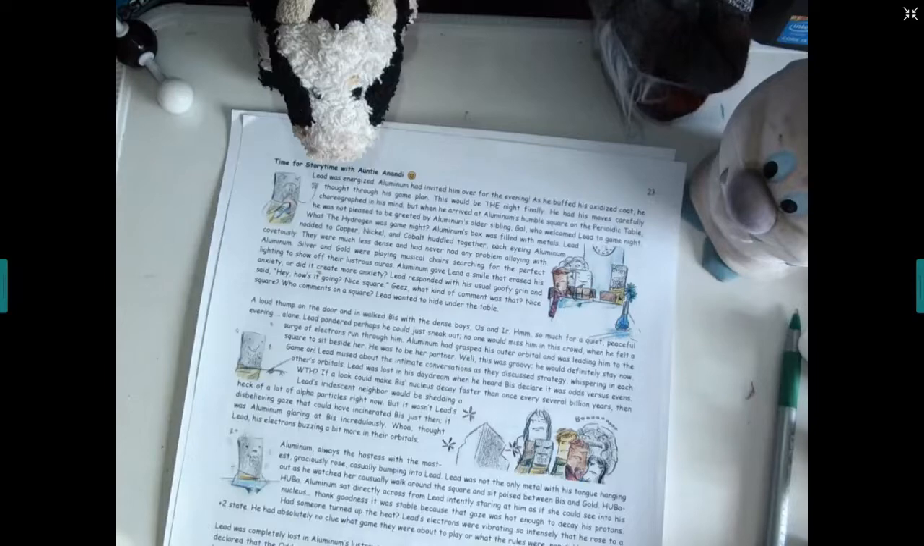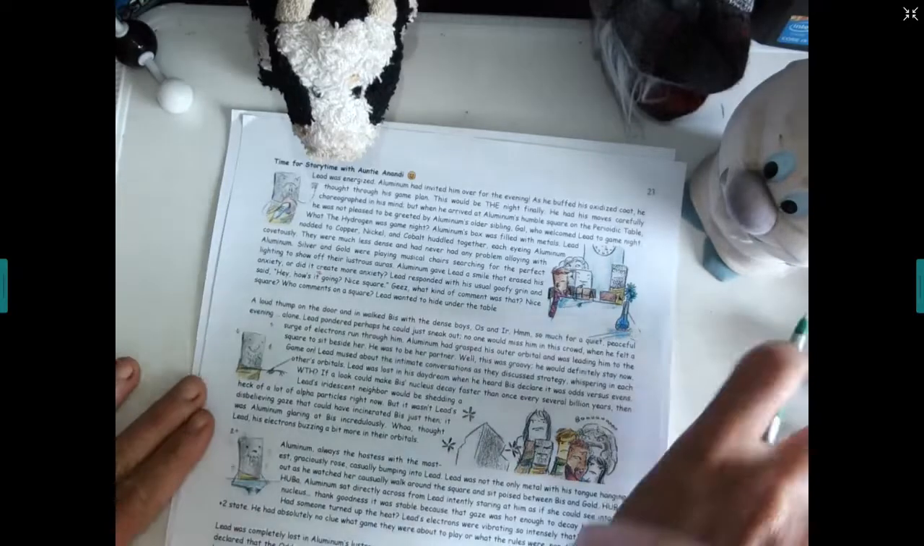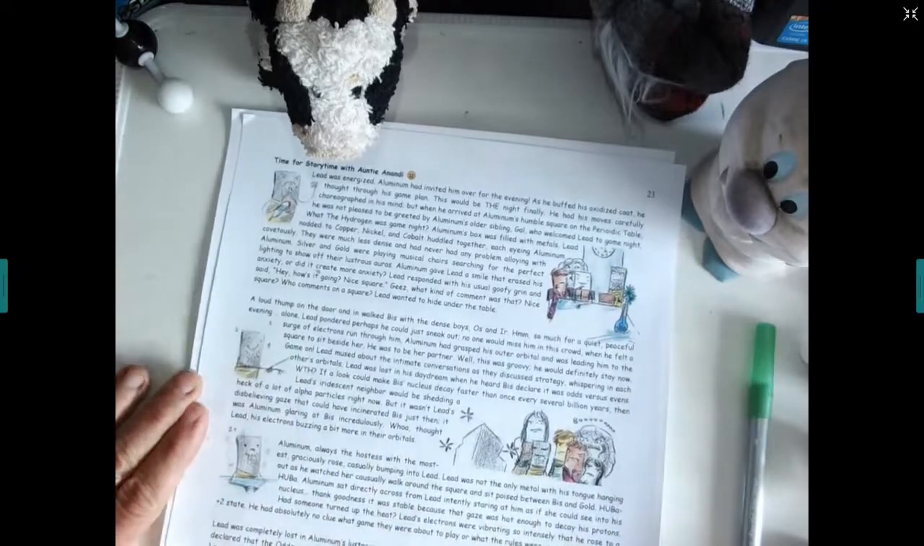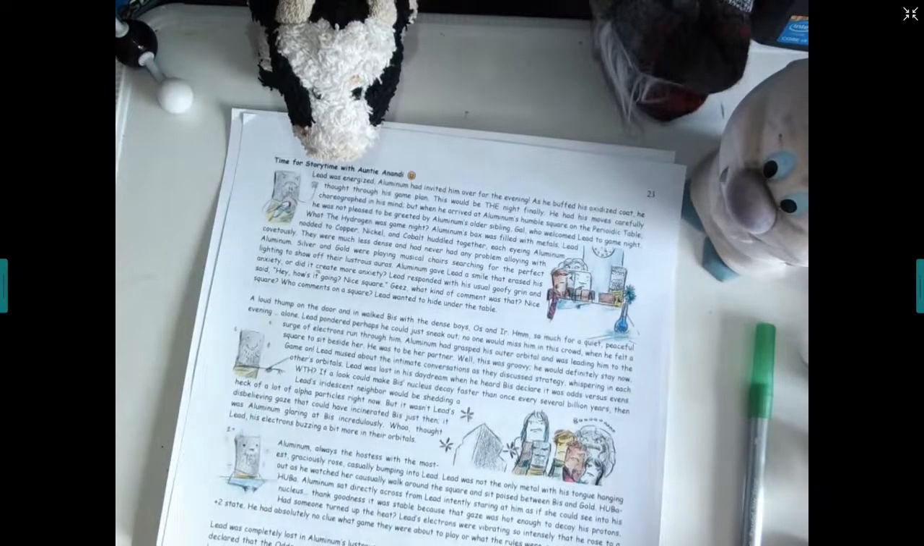A loud thud on the door, and in walked Bi with the dense boys, Os and Ir. So much for a quiet, peaceful evening alone. Lead pondered. Perhaps he could just sneak out. No one would miss him in this crowd when he felt a surge of electrons run through him. Aluminum had grasped his outer orbital and was leading him to the square to sit beside her. He was to be her partner. Well, this was groovy. He would definitely stay now.